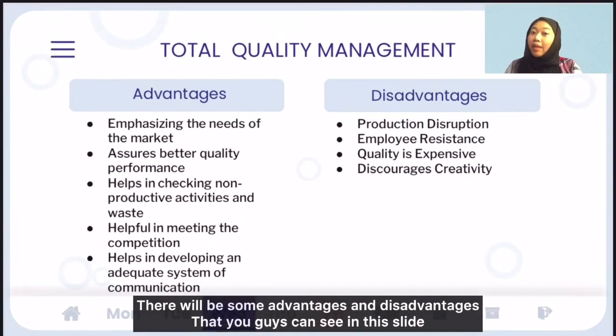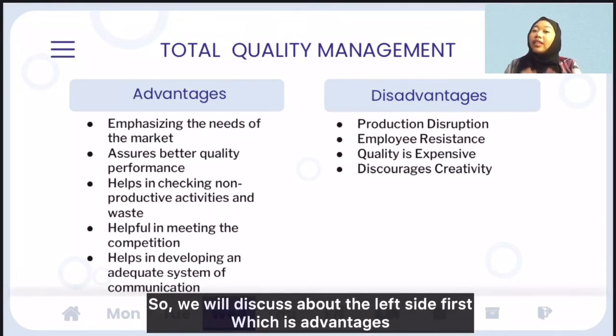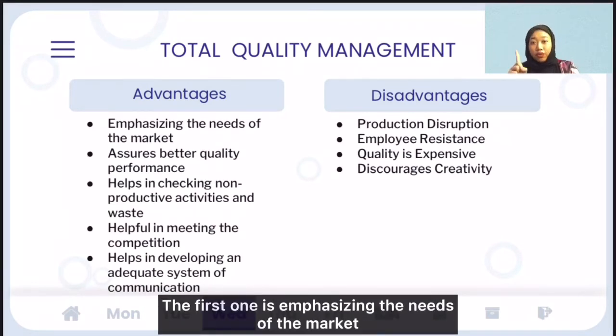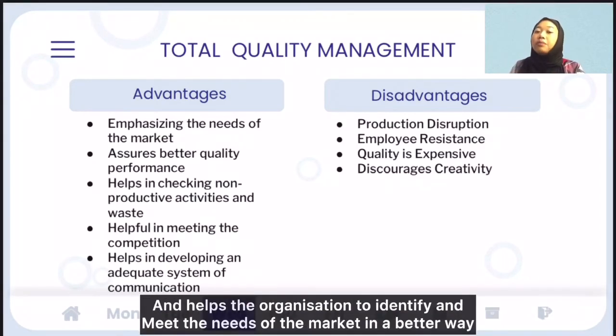There will be some advantages and disadvantages that you can see in this slide. So we will discuss the left side first, which is advantages. The first one is emphasizing the needs of the market. TQM helps in highlighting the needs of the market, and its application is universal and helps the organization to identify and meet the needs of the market in a better way.